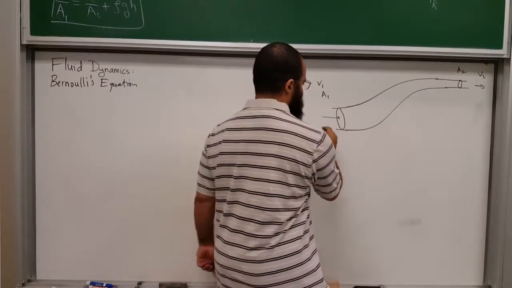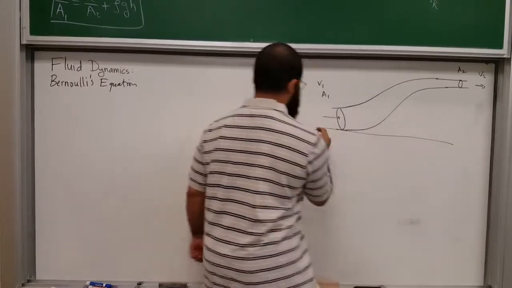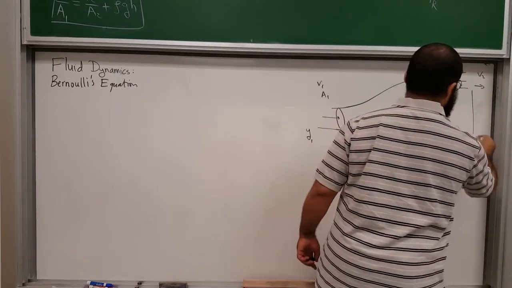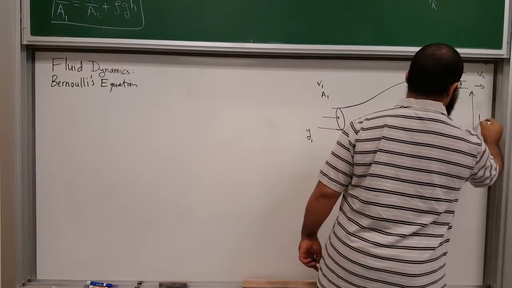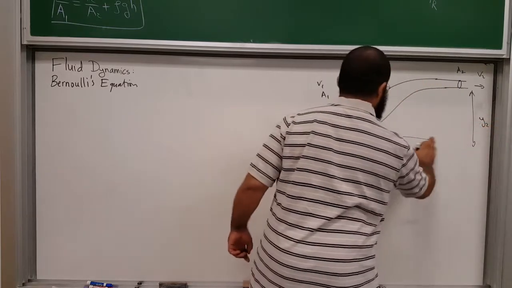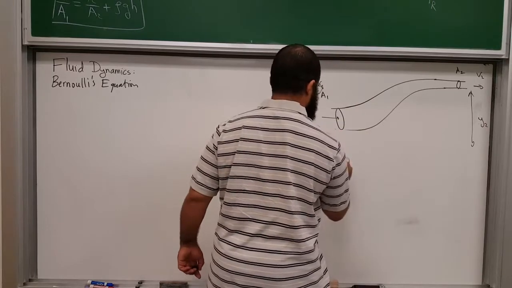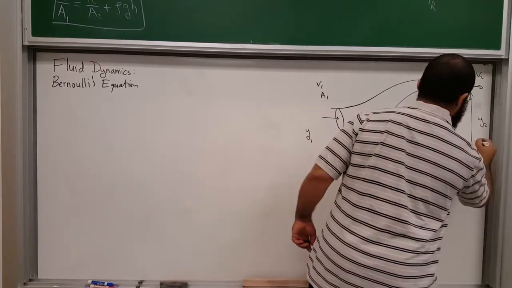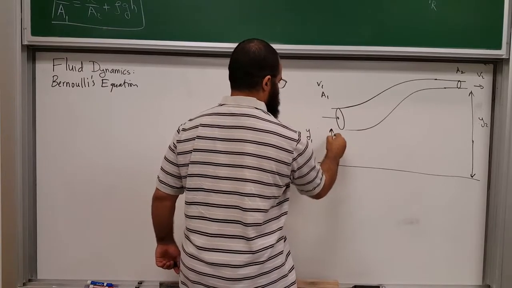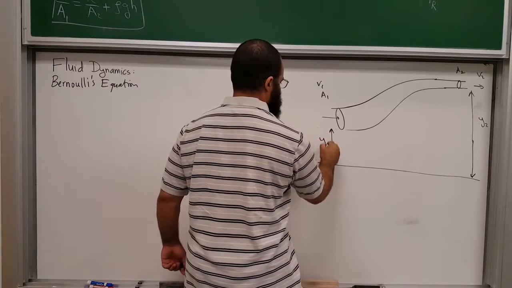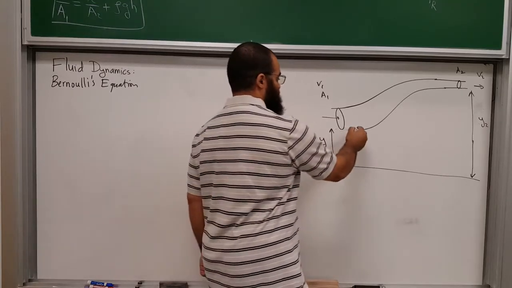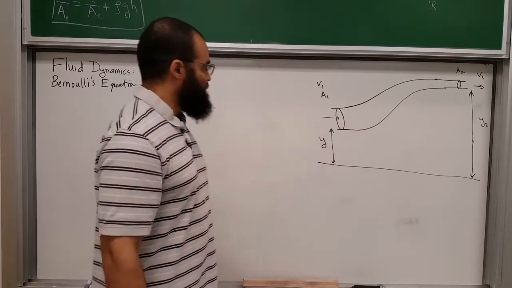And let's say I'm going to take this one as height 1, and from here to here is Y2. Actually, I mean, assuming I'm taking here is the ground. So this is Y2, and this is Y1. And I'm going to use the work energy theorem.